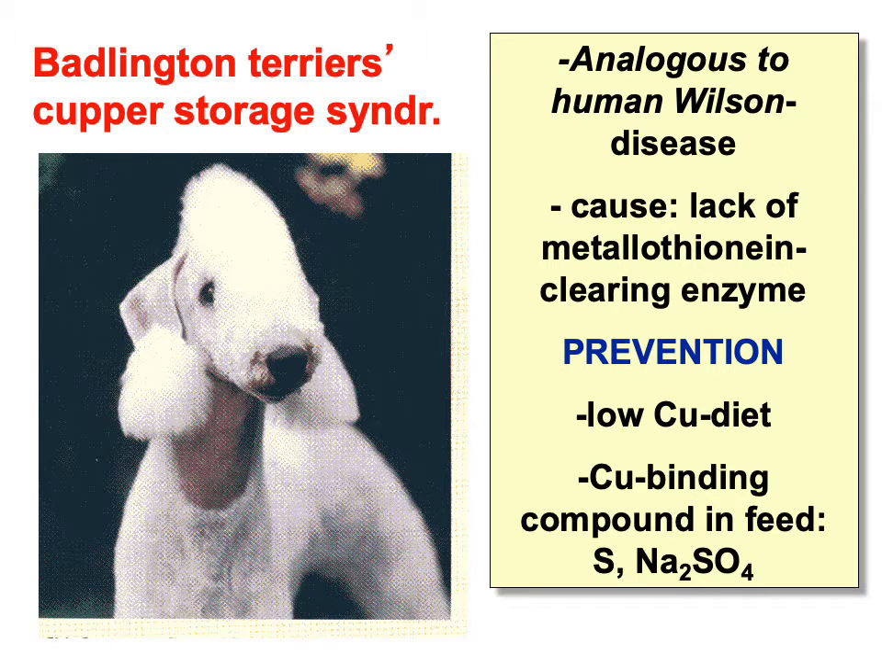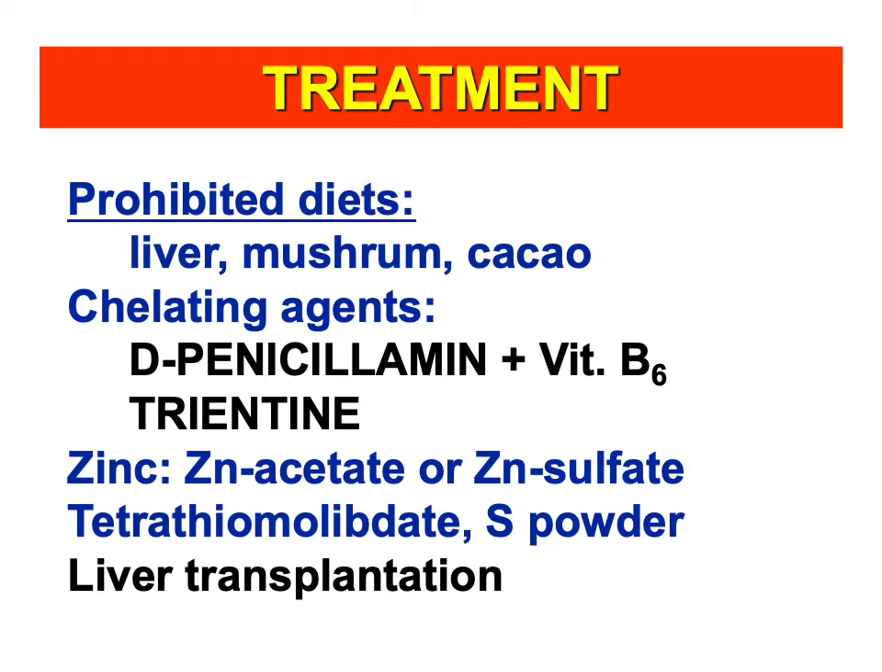The cause can be seen in lecture 1: lack of metallothionein clearing enzyme. The prevention is feeding a low copper diet and supplementing it with copper binding compounds like sulfur or sodium sulfate. The treatment slide summarizes the details. Prohibited diets high in copper are the liver itself, mushroom and cacao.